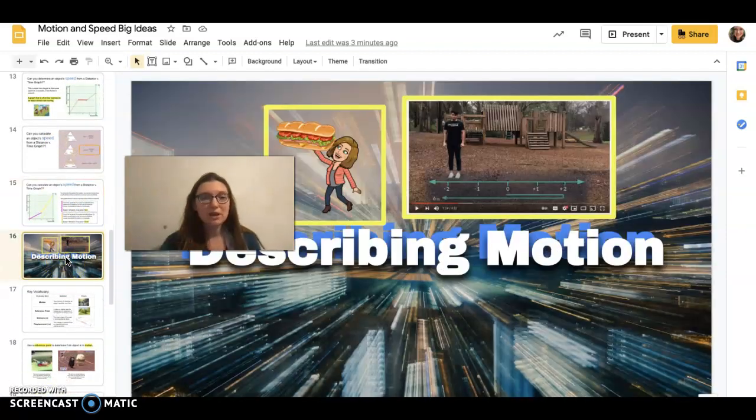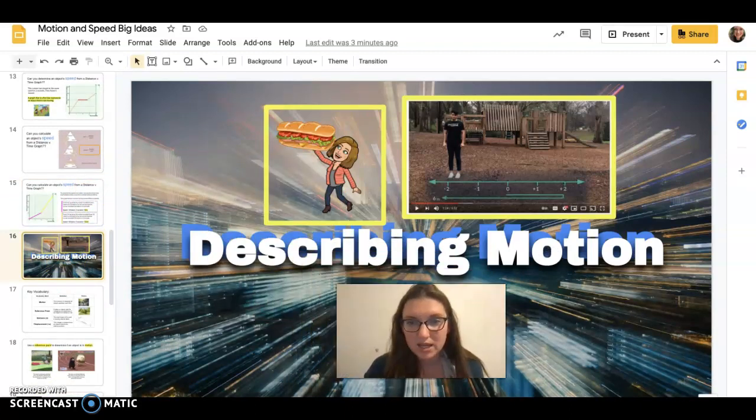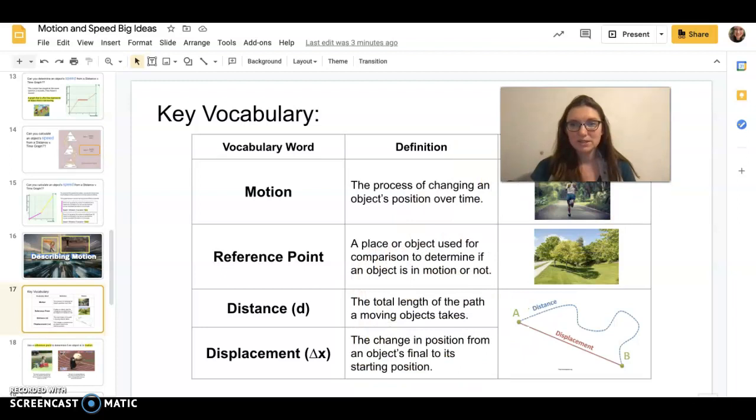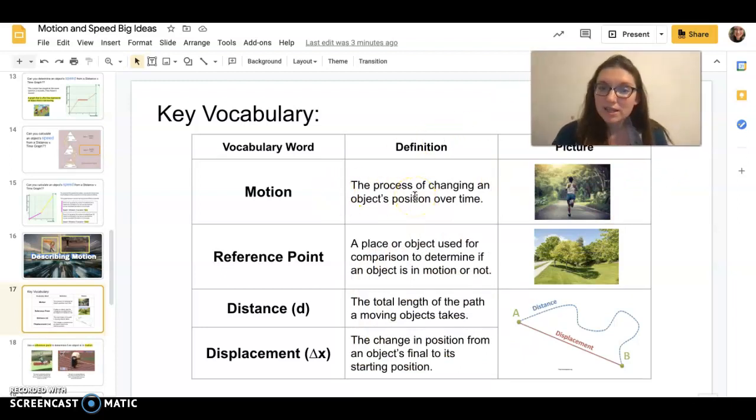So in this unit we learned how to describe motion. Okay. So here are some key vocabulary words to know about. Motion is the process of changing an object's position over time. It's movement. The reference point is a place or object used for comparison to determine if an object is in motion or not. So if I'm at my desk, maybe that desk is the reference point, and then my position is how far from the desk I am.